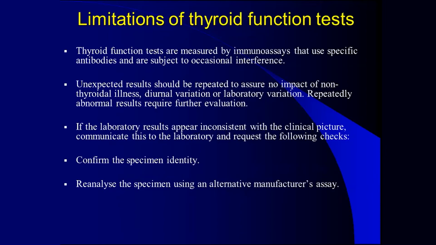So coming to the limitations of the thyroid function tests. These tests are usually measured by immunoassays, either ELISA or chemiluminescence, or CLIA as we usually call it, which use specific antibodies and are subject to occasional interference. The most common here being biotin interference, and for certain assays which use biotin, the biotin levels at which interference occurs are now mentioned in most kit inserts.